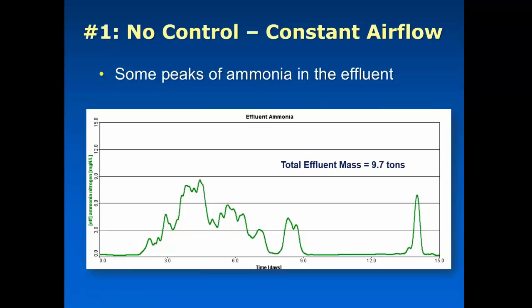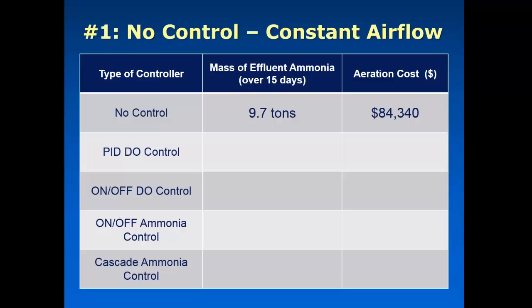And what I'm going to do is keep track of the amount of ammonia that comes out in that effluent over the 15 days. So what I've done is actually I have integrated underneath this line here the flow times the concentration so that we have a mass flow, and then I integrated that over time, and this tells me that there were 9.7 tons of ammonia that came out at the back end of this plant over those 15 days.